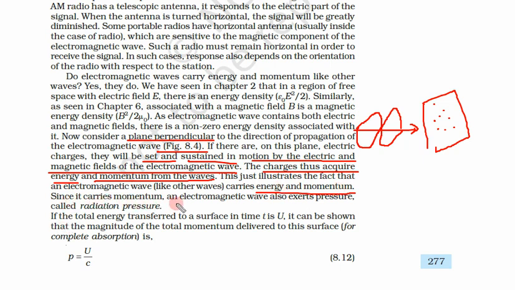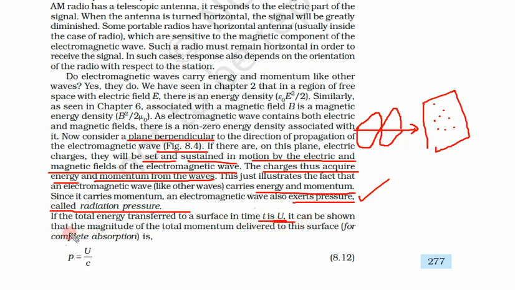Since it carries momentum, an electromagnetic wave also exerts pressure. We know that when there is momentum, there is also pressure, and that pressure is called radiation pressure. The pressure exerted by these electromagnetic waves is called radiation pressure. Suppose the total energy transferred to a surface in time t is U. This time t can be any time; this is the total energy transfer.